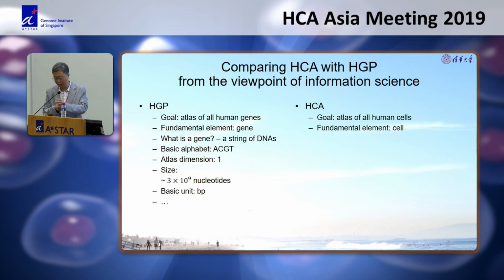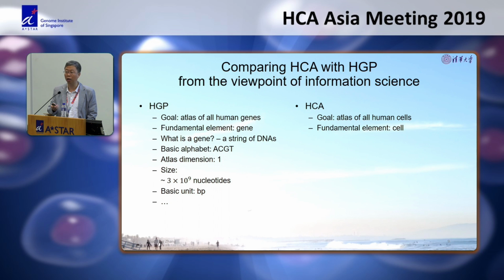I would like to compare the HCA with the HGP, as many people think HCA will be the next big advancement in science after HGP. From the informatics view, we are more or less clear about the goal of HGP. It built an atlas of all human genes, and the fundamental elements are genes. For HCA, the fundamental elements are cells. And what is a gene?